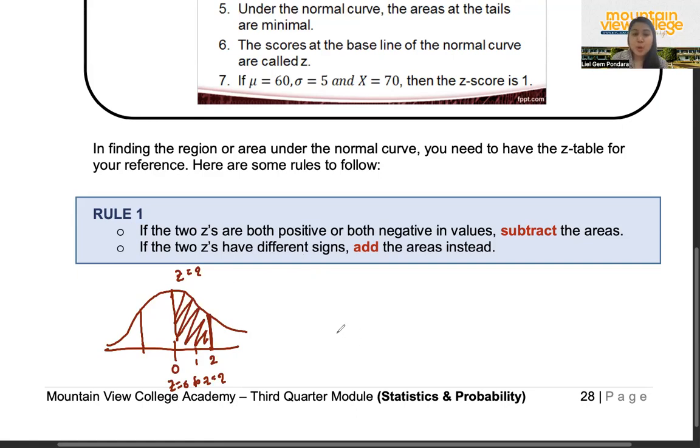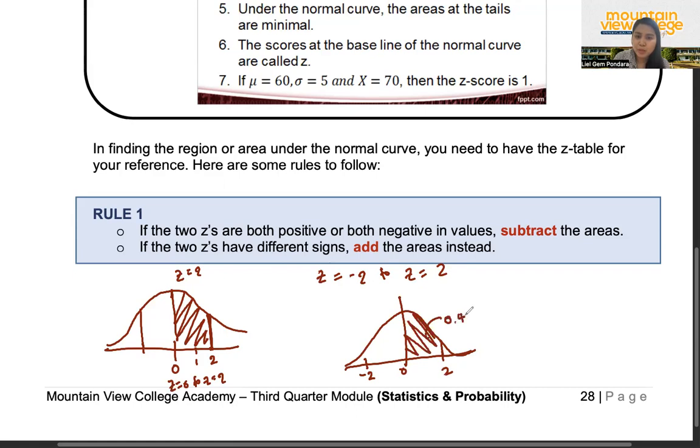Now, how do we do the first rule? For example, we want to check the area from z equals -2 to z equals 2. If you check with your normal curve, you have 0, -2, and +2. The area here is 0.4772. Where did I get it? Check with your z table again.